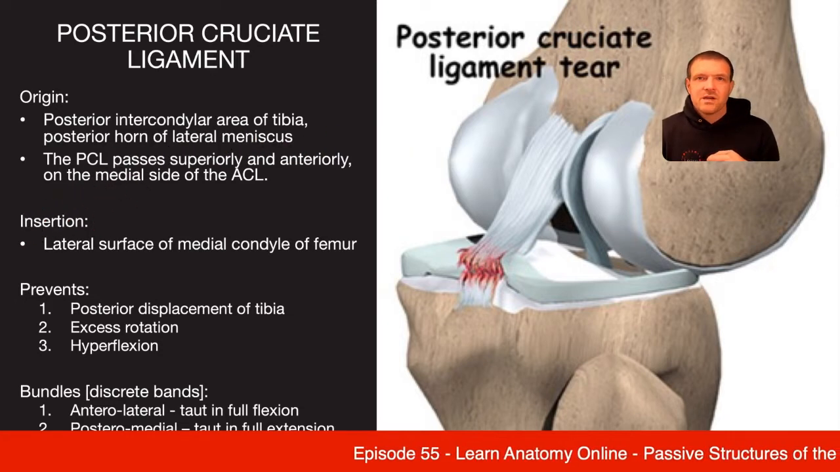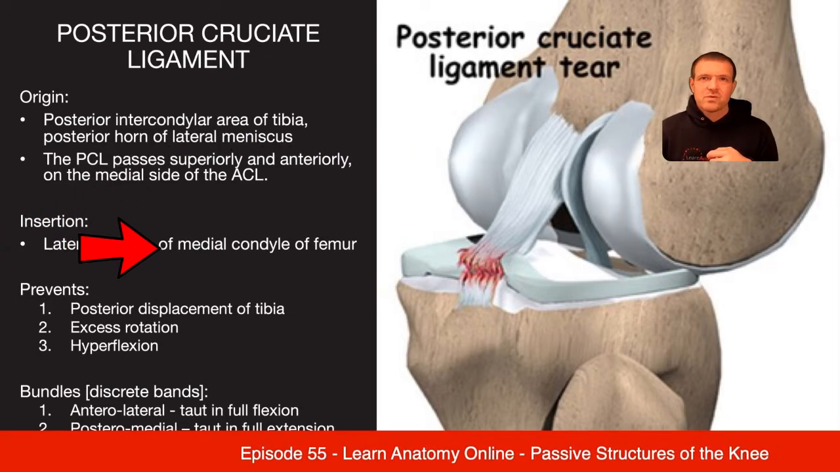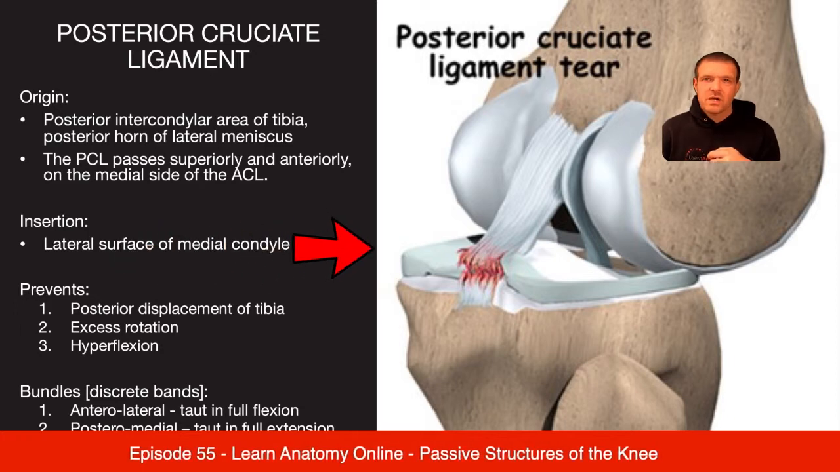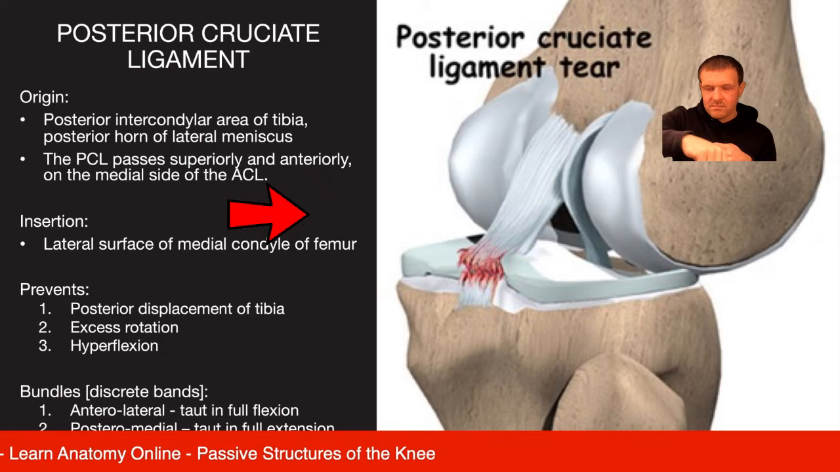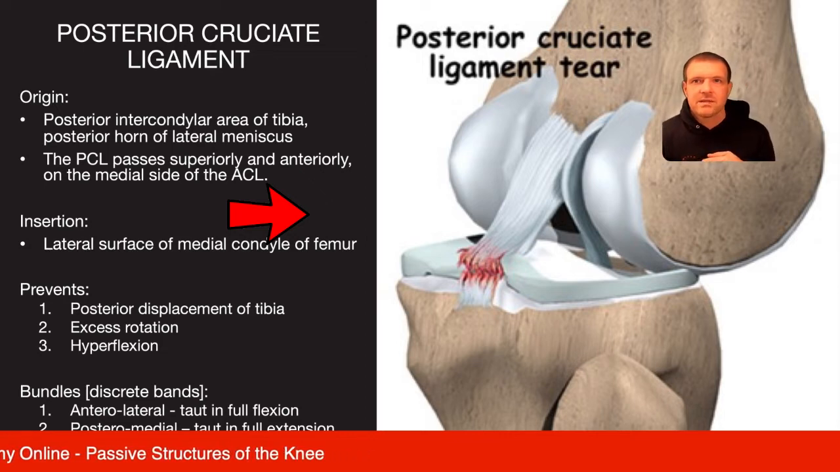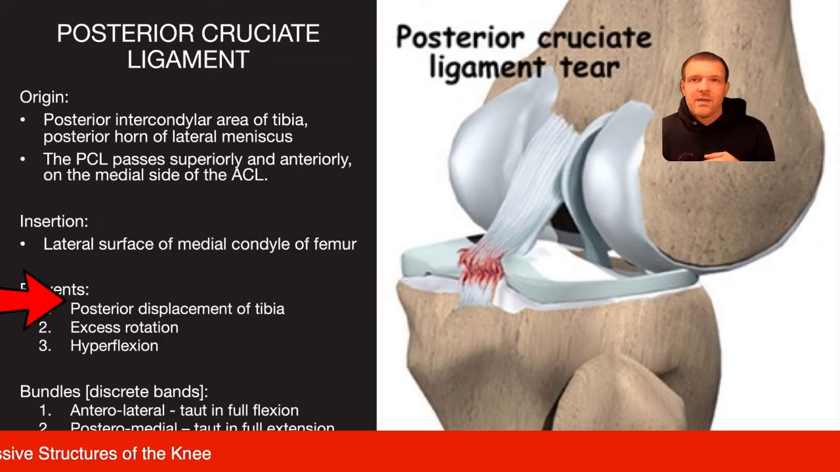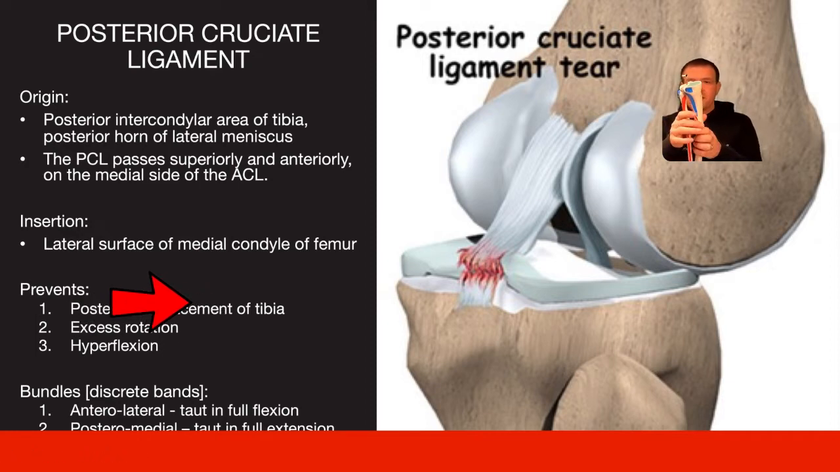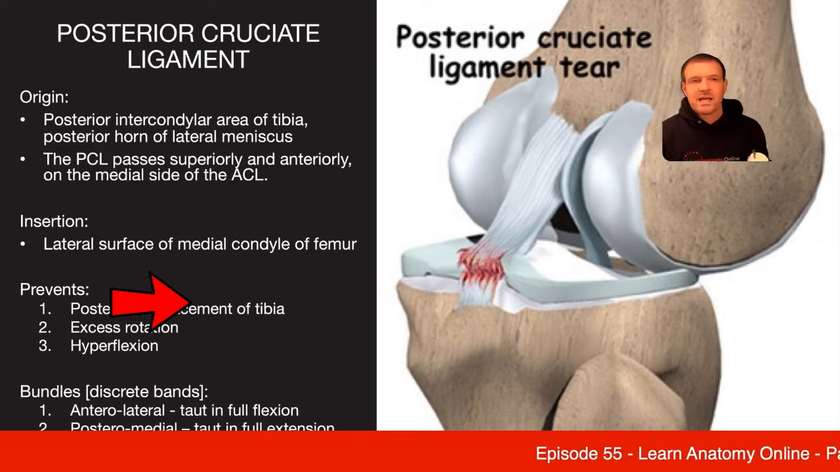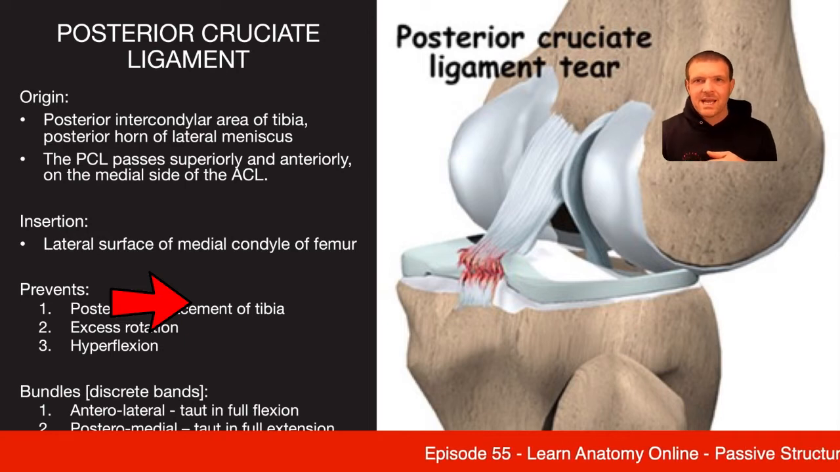So the insertion of the PCL is the lateral surface of the medial condyle of the femur. So remember that lamp. So lateral ACL, medial PCL. Okay, so that's where it inserts there. And this prevents posterior displacement of the tibia. So if the ACL prevented your tibia sliding forwards, the PCL stops it sliding backwards. And that's less likely to happen.